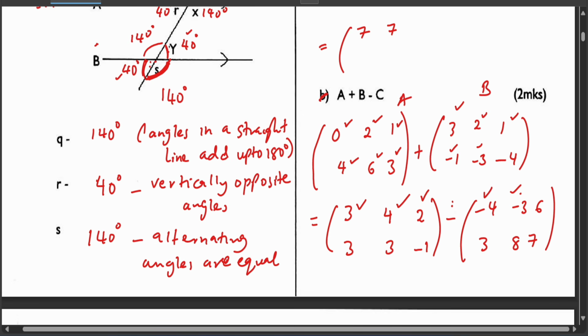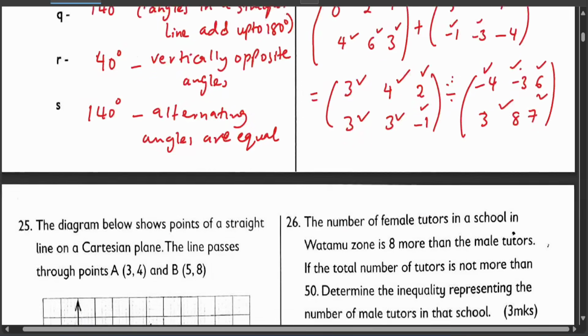And then you have 2 minus 6, which is negative 4. And then 3 minus 3 is just 0. Then 3 minus 8 is just negative 5. And negative 1 minus 7 gives you negative 8. So basically that is your answer. Okay, hopefully we've understood up to that point. Now let's go to the other question.